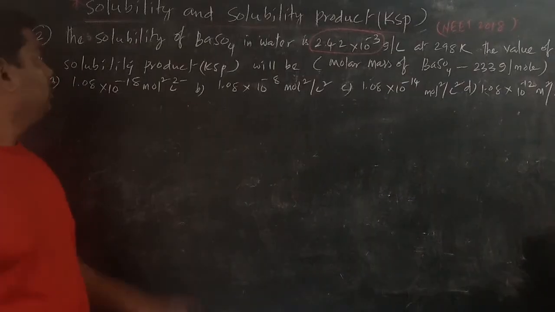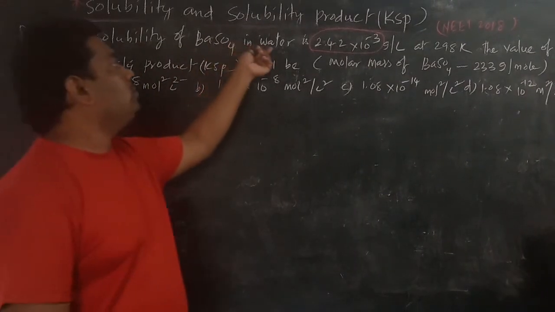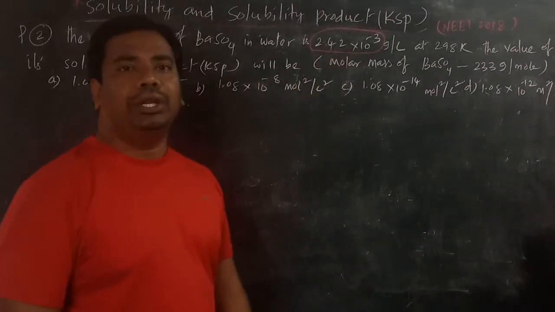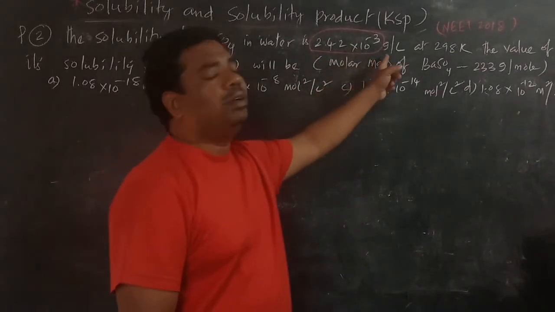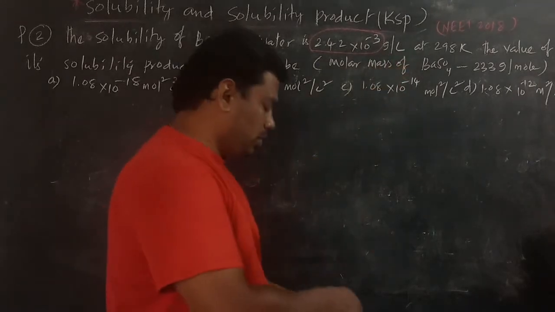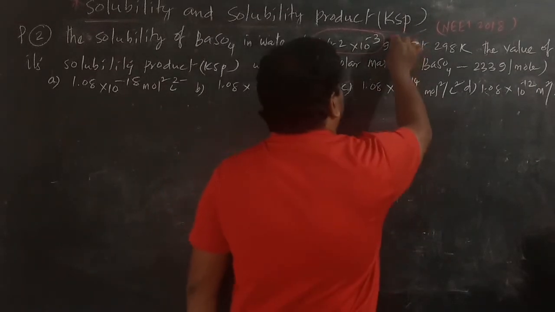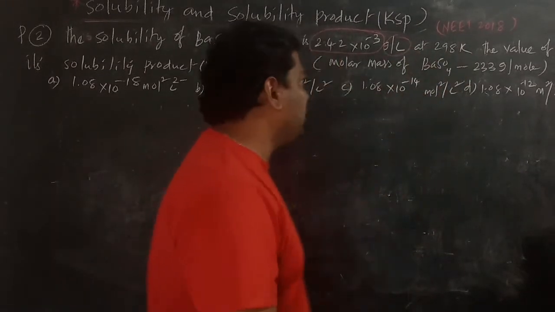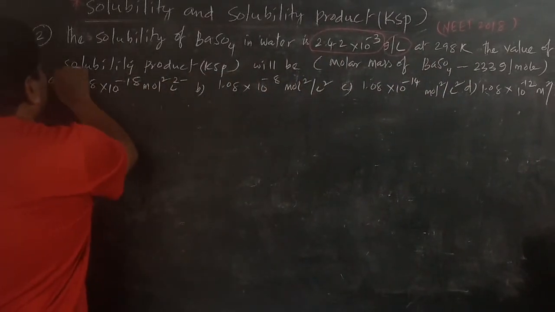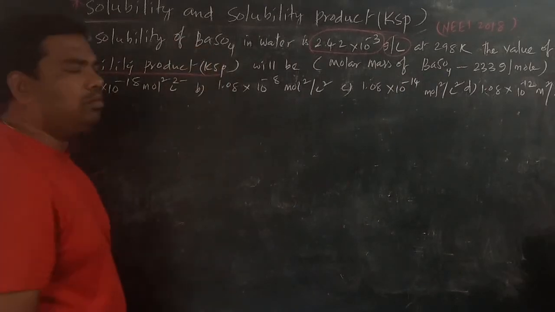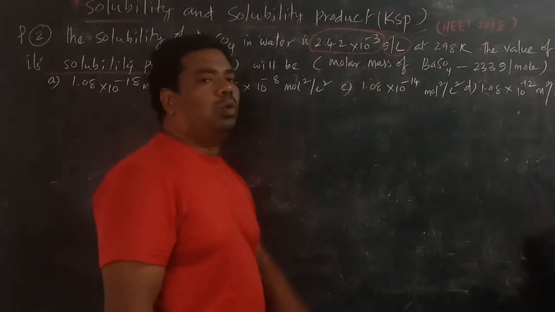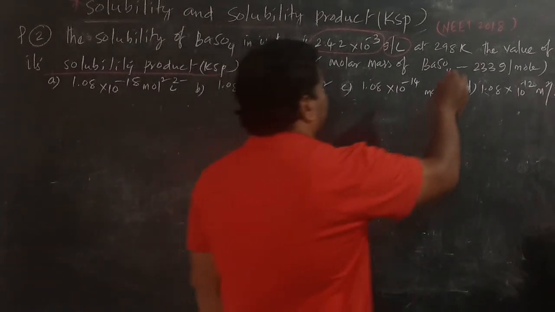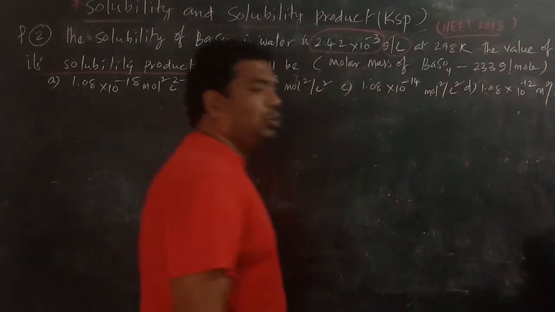The next problem: the solubility of barium sulfate in water is 2.42 into 10 to the power of minus 3 gram per liter. Note here he mentioned gram per liter at 298 Kelvin. What he is asking is the solubility product of barium sulfate. He has given the molar mass of barium sulfate also. Remember, this question was asked in NEET 2008.